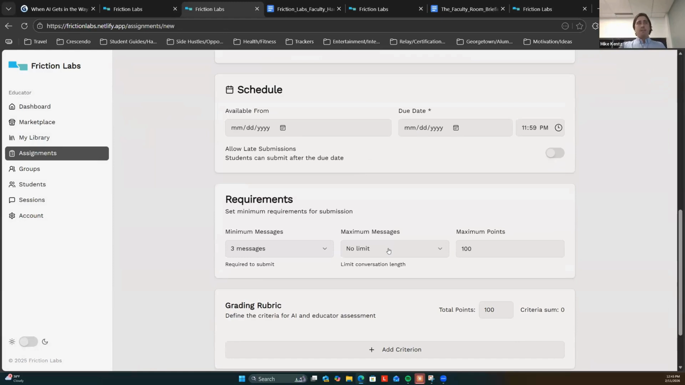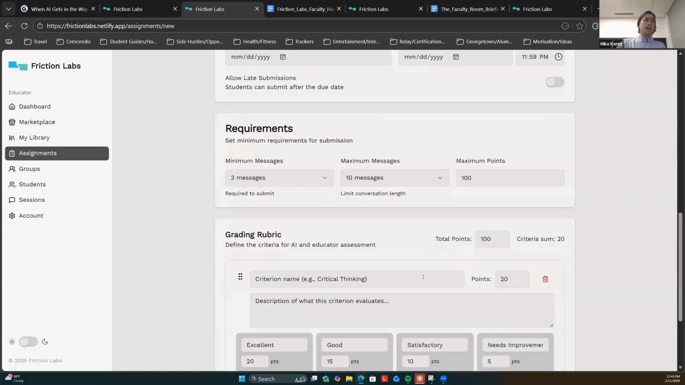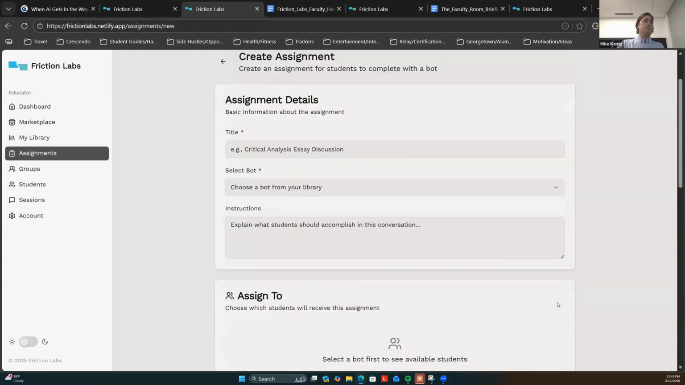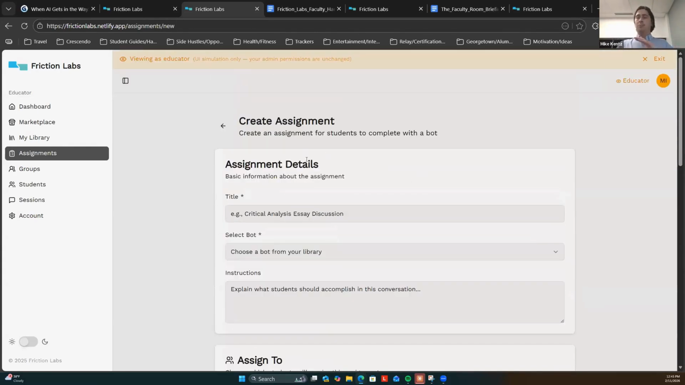One of my favorite features here is I can limit the number of messages. So if I don't want them going on and on and on with it, if it is a treadmill bot that goes on as long as I want, I can just have it cap and end, sort of hard coded, at 10 messages. And I find that to be really effective. You can enter your rubric here, save and publish, and send it out to your students, and they'll get access to all that information, which really helps to scaffold the experience so they understand what they're getting into. They can study beforehand if they want to.